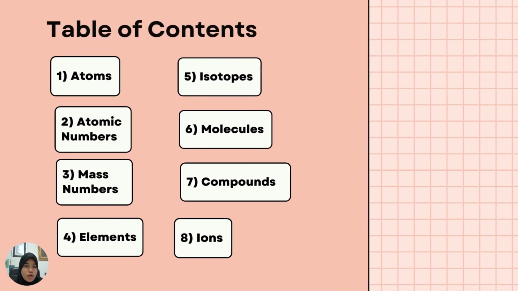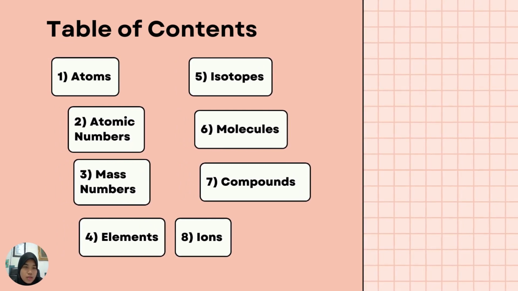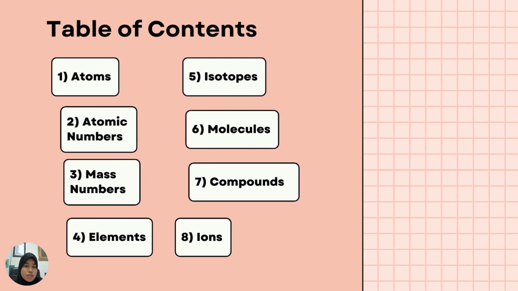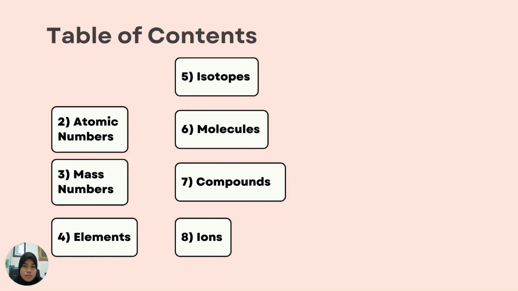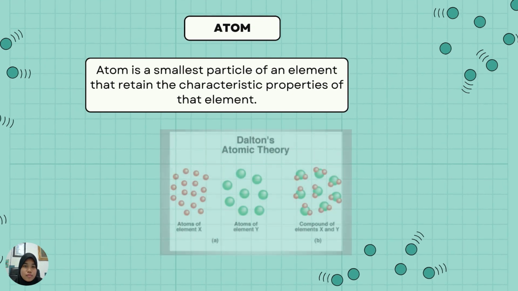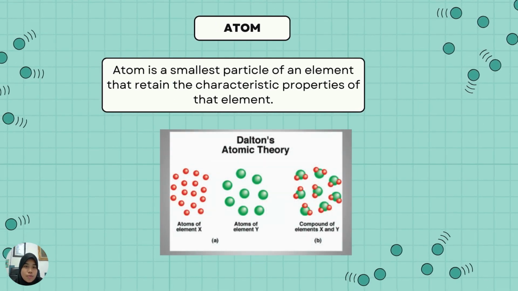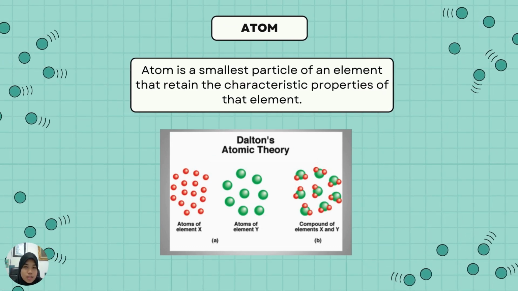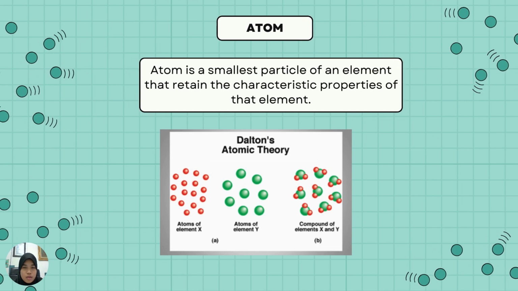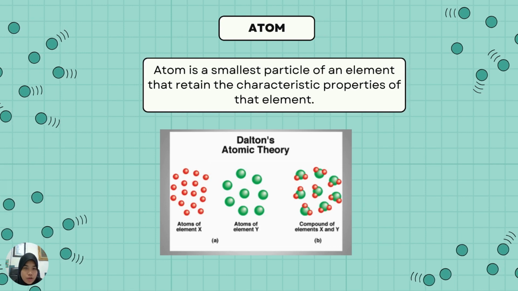Today I want to talk about atoms, atomic numbers, mass numbers, elements, isotopes, molecules, compounds, and ions. What is an atom? An atom is the smallest particle of an element that retains the characteristic properties of the element. Now you can see the diagram below of the atom, which is Dalton's atomic theory.